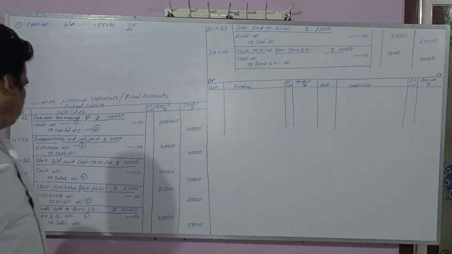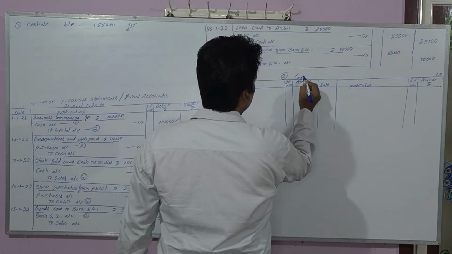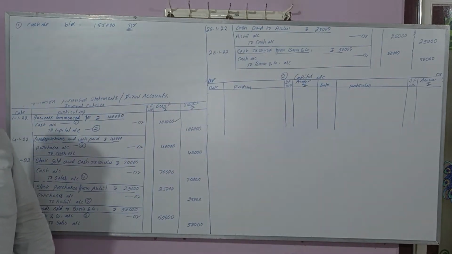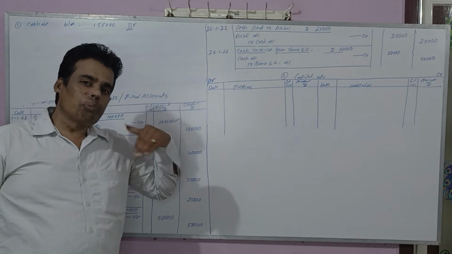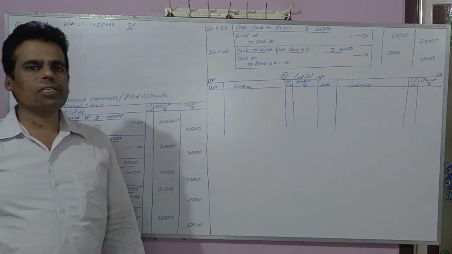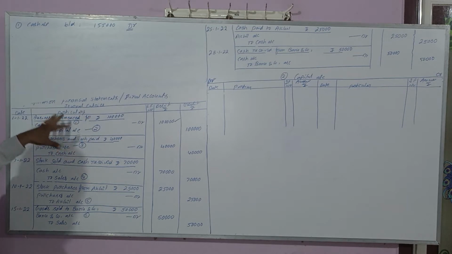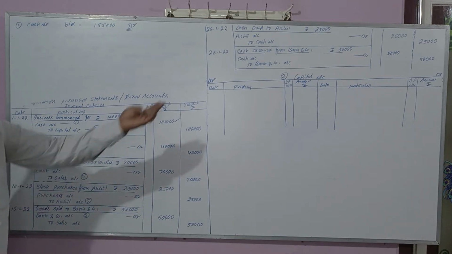Then the second account heading is capital account. The rules are the same regarding ledger posting, as already discussed in the previous class: how to post these journal entries into the ledger. That's why we follow the same rules and regulations now. First of all, we check each and every entry to see which entry contains the capital account.